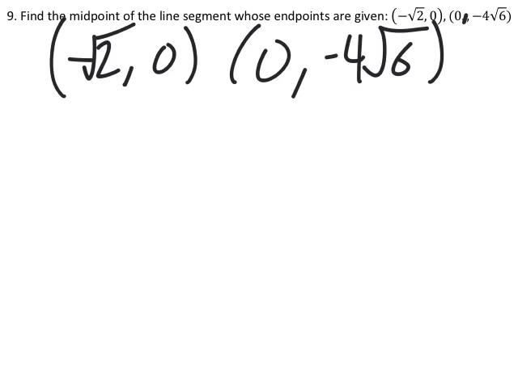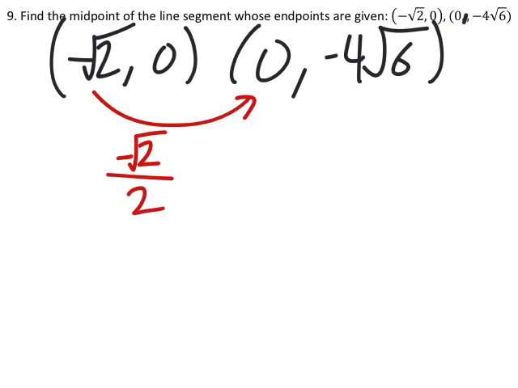Well, how far apart is -2 from 0? Well, it's -2 away. So if we wanted to cut that in half, it would be a negative square root of 2 distance away from that. So halfway between that would be just -2 over 2. That's our x value, as it turns out.